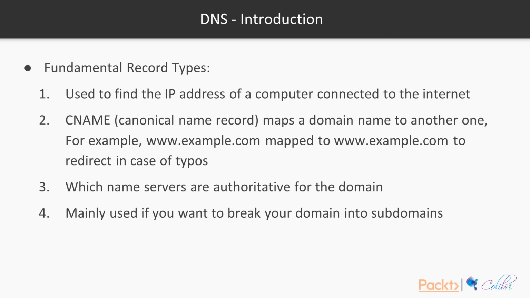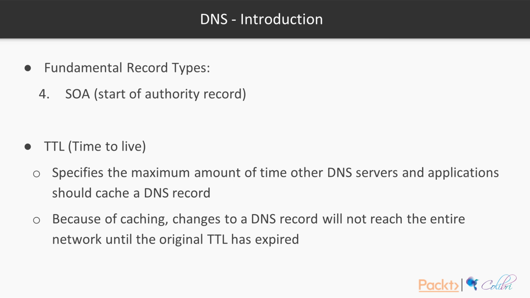Then we have NS, or name server record, which indicates which name servers are authoritative for the domain. They are mainly used if you want to break your domain into subdomains. That is, you will be delegating a part of your domain name to a different group of name servers. Then there are SOAs, or Start of Authority Record. These records are used to determine how your zone propagates to the secondary name servers. It contains info such as name of the primary DNS server, the email address of the person responsible as well.